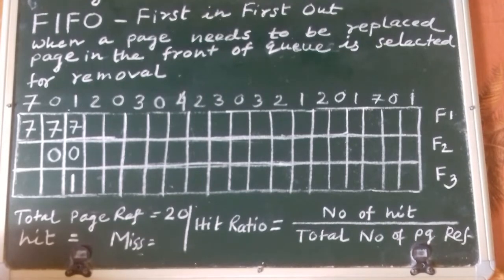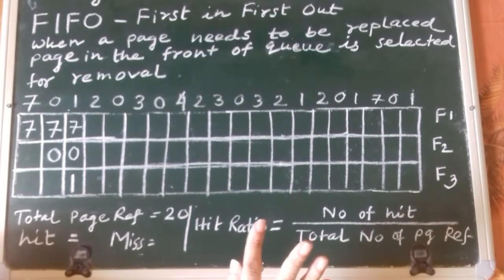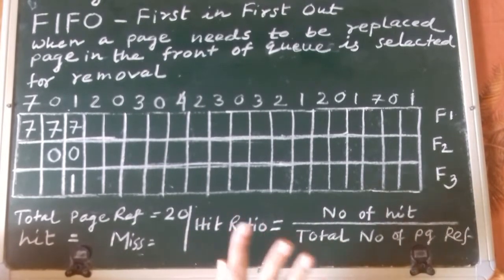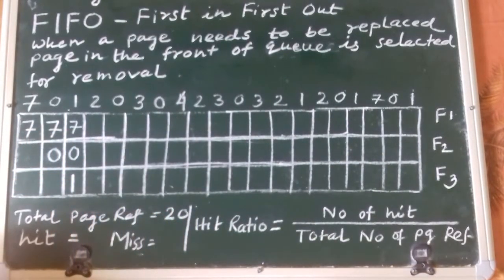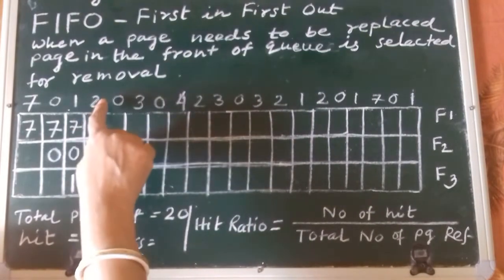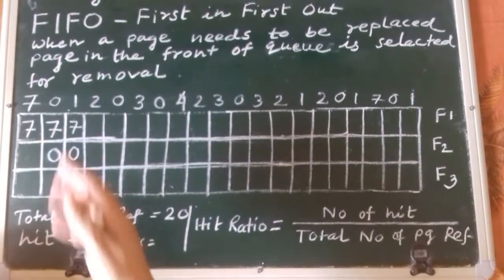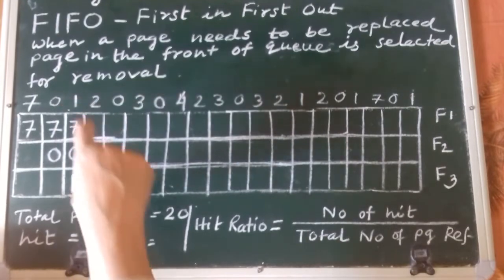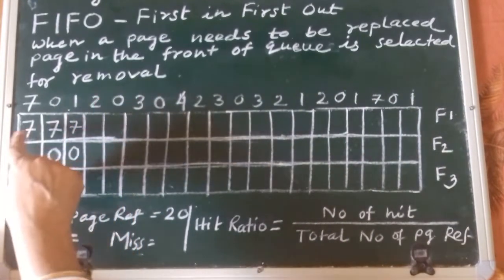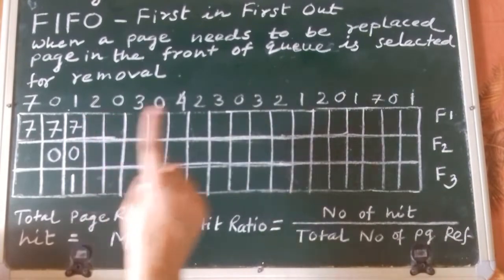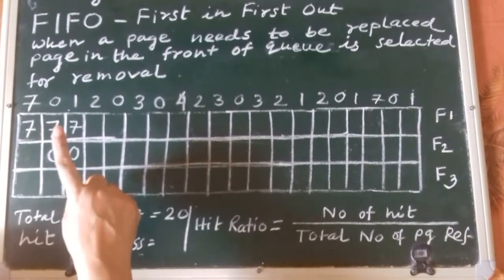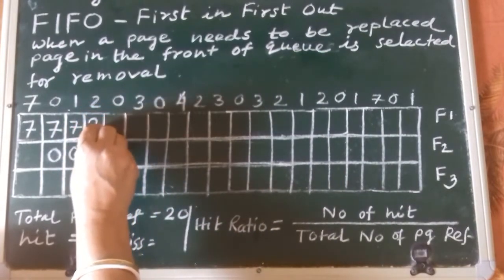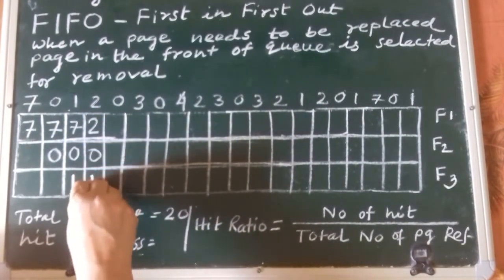Which algorithm are we following? First come, first serve, or first in, first out, FIFO. It is not first come, first serve, it is first in, first out. First in, first out means which one was in first? 7 was in first, so 2 should replace 7. No more memory space, it is occupied, so 2 should take the place of 7. 7 has to go from main memory to virtual memory, and 2 will come from virtual memory to main memory. So I will write 2 here, and the remaining will remain the same.